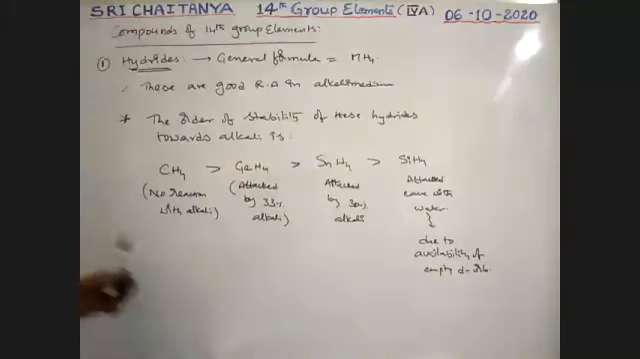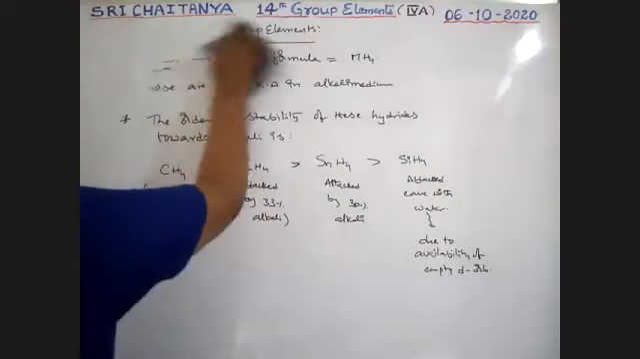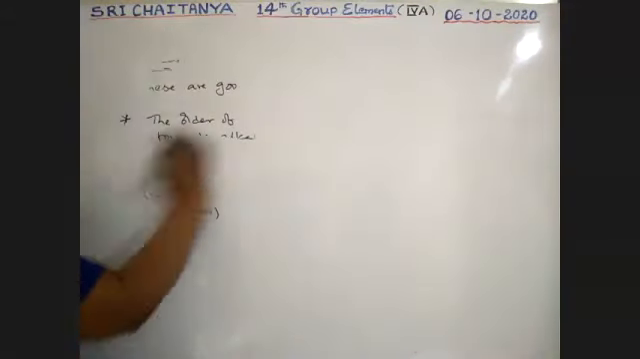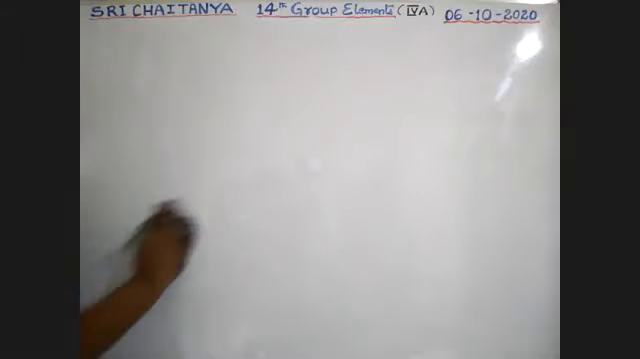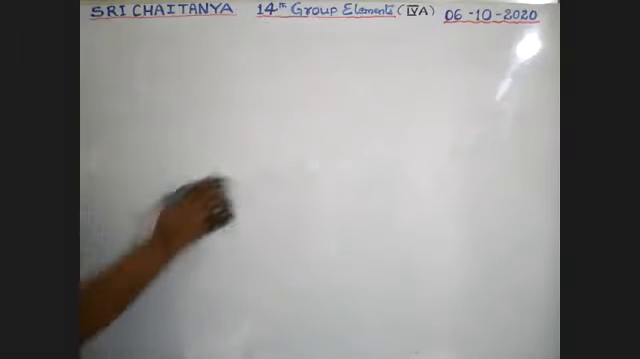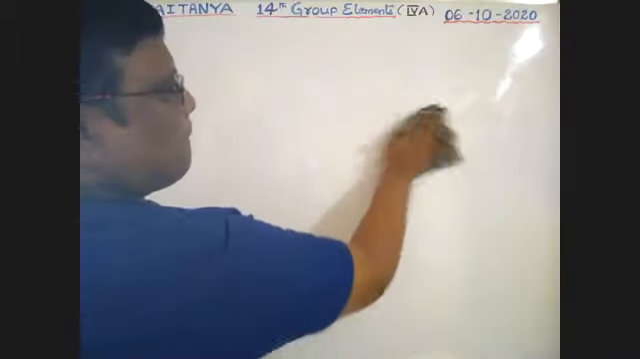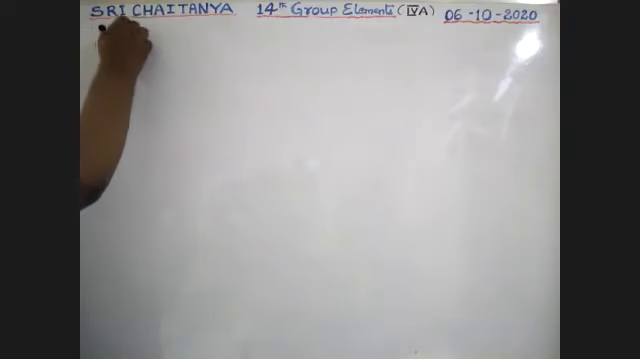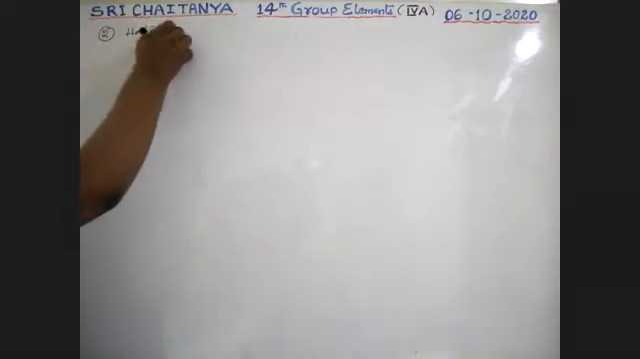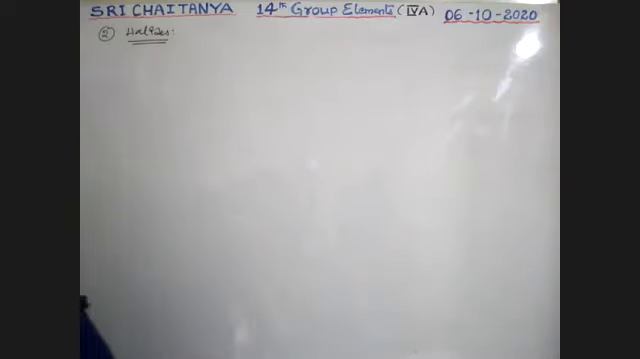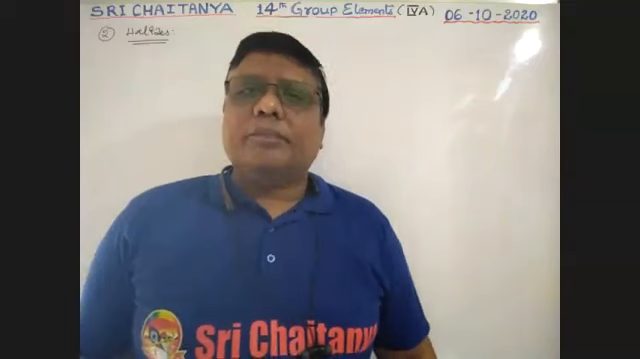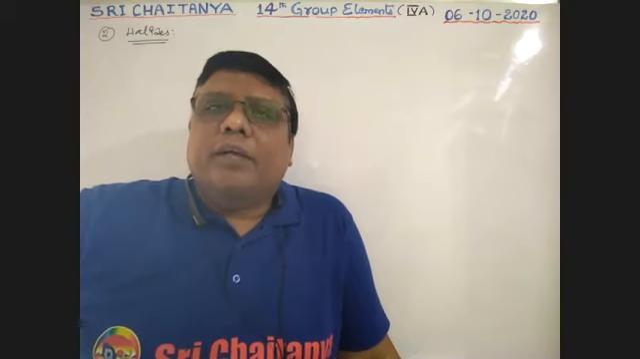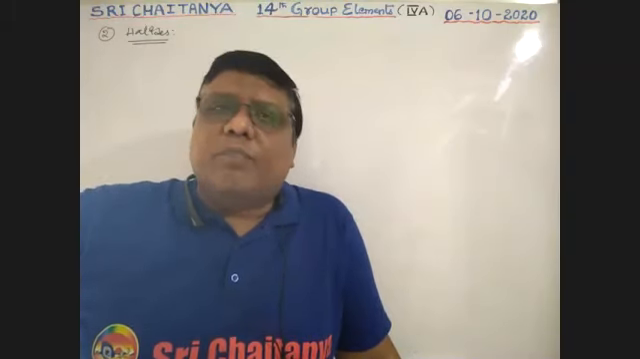Now, next subheading, halides. Second compounds, halides. So our elements with halogen compounds. Okay. So what are these halogen compounds? What type of halogen compounds are possible?